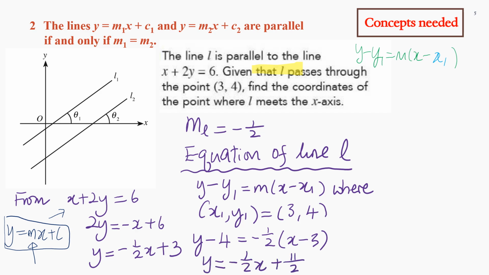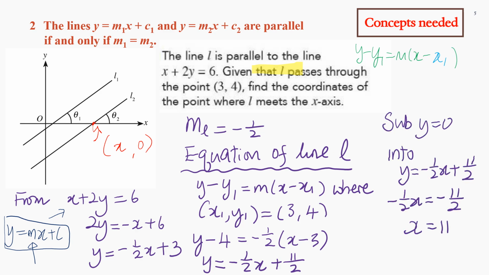Right, so from here, we find that the equation of this line L is y equals negative half x plus 11 over 2. And we're asked to find the coordinates of the point where L meets the x-axis. So on the x-axis, this is where your y coordinate is 0. So we're going to let y equal 0 to find the x coordinate, and we found x equals 11. Therefore, the point where the line L meets the x-axis will be (11, 0).